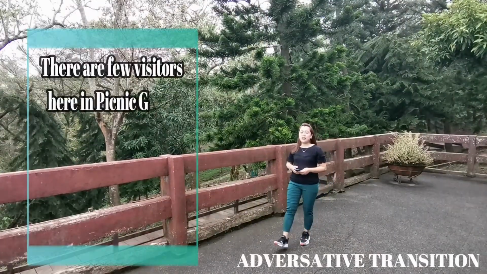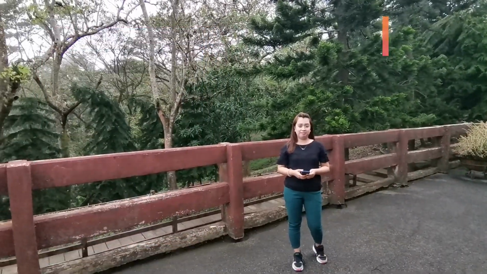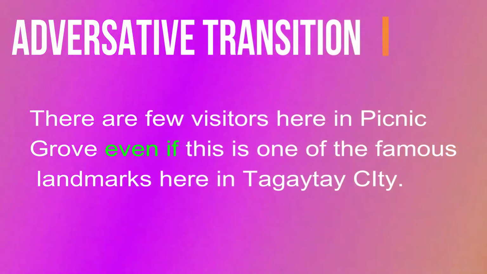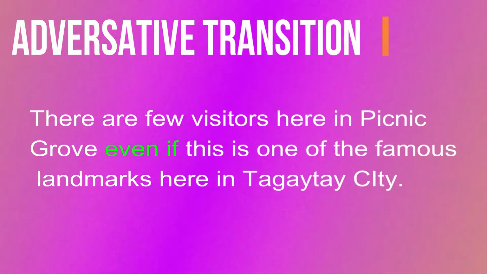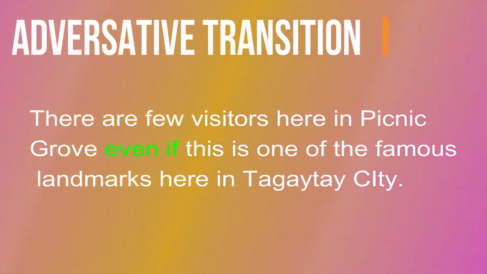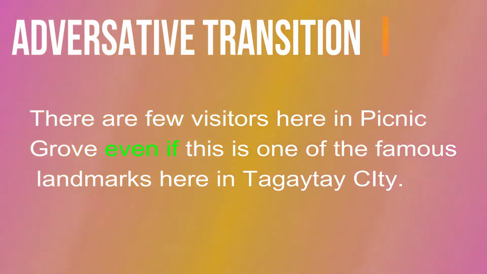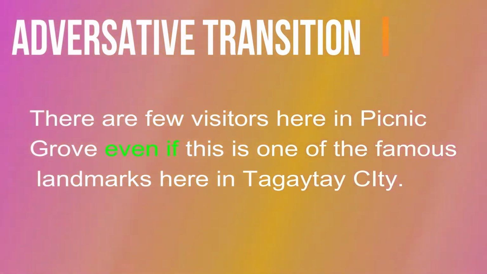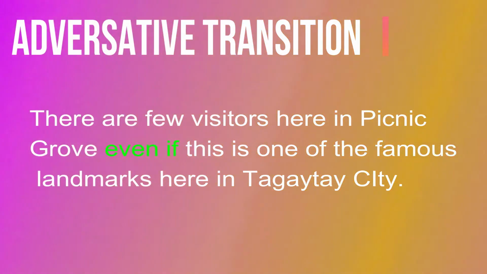There are few visitors here in Picnic Grove, even if this is one of the famous landmarks in Tagaytay City. The second sentence talks about the two contrasting ideas about Picnic Grove, and they are connected by the adversative transition even if. The first detail refers to the negative idea. There are few visitors here in Picnic Grove. It is then connected to the positive idea, that is, this is one of the famous landmarks in Tagaytay City. Since they are contrasting, they are connected with the use of adversative transition even if.